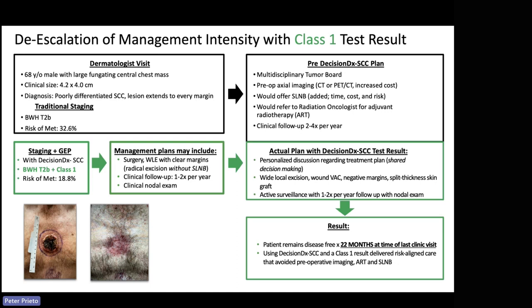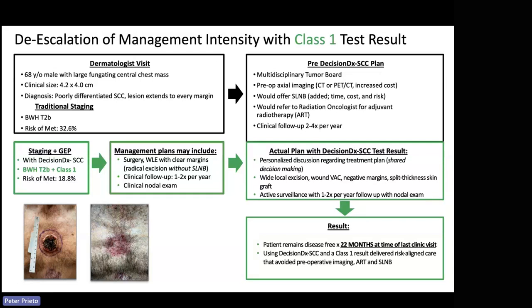So prior to GEP, my initial plan was multidisciplinary tumor board, which we do for all our high-risk squamous cell carcinomas, preoperative axial imaging by way of CT or PET. I would generally offer this patient a sentinel node biopsy, which adds time, cost, and risk, and would refer the patient to radiation oncology for adjuvant therapy in terms of radiotherapy. And I would follow this patient probably about 2 to 4 times per year.